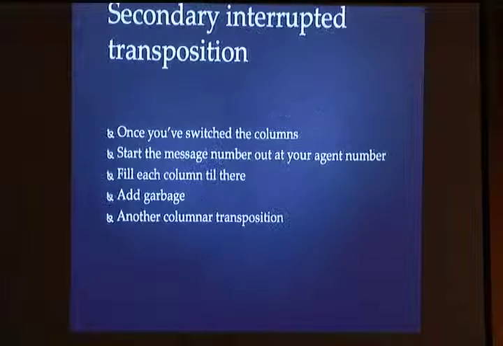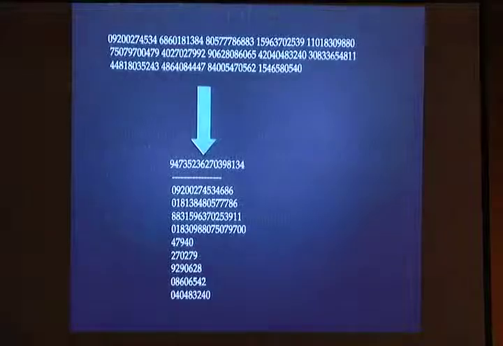Then we have a secondary interrupted transposition, which gets really weird. Once you have this one thing, you grab it and put it back into a message where your agent number is back in, fill the column, and add garbage. So I'm going to show you a picture and explain it a little better. Let's say the top thing is our encrypted message. The second one is the key, which is numbers from way back when. It's actually part of the Fibonacci sequence from before.